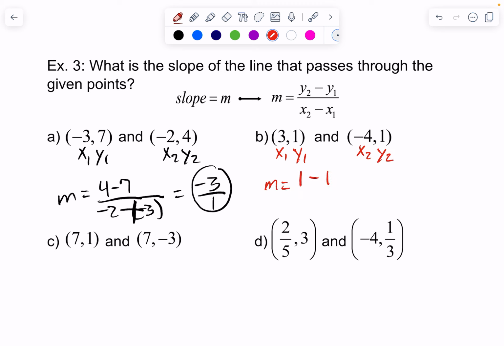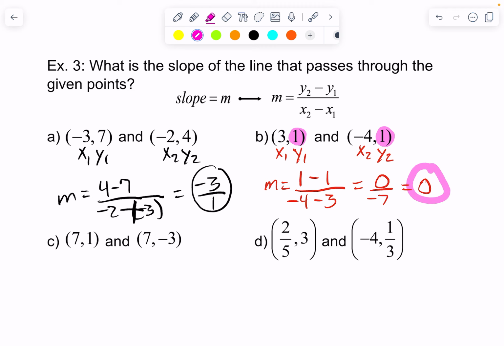Next, x1, y1, x2, y2, y2 minus y1 over x2 minus x1. I have 0 over -7, which equals 0, so I have a 0 slope. Friendly little hint here. Whenever the y values are the same, the slope is automatically 0. Just a little pro tip there for you.